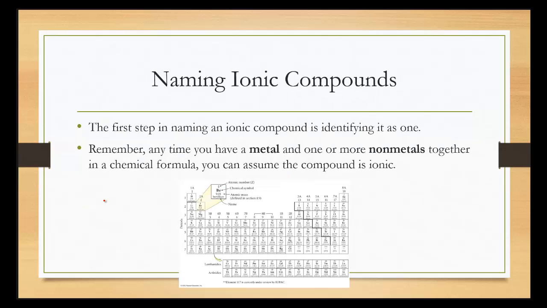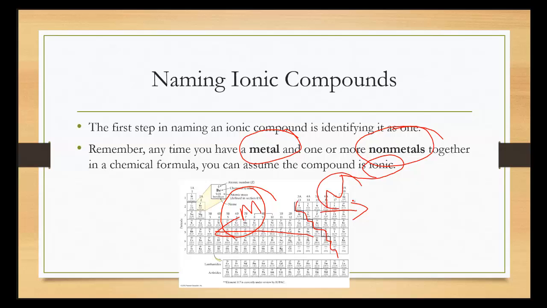So let's look at how to name the ionic compounds. The first step in naming an ionic compound is to identify that you have one. Remember, anytime you have a metal and one or more nonmetals together in a chemical formula, it's safe to assume that's going to be ionic. So here is the squiggly line that separates the metals and nonmetals. Anything on the left is a metal, anything on the right is a nonmetal. So if you have the left side and the right side together, that's how you know you have an ionic compound.